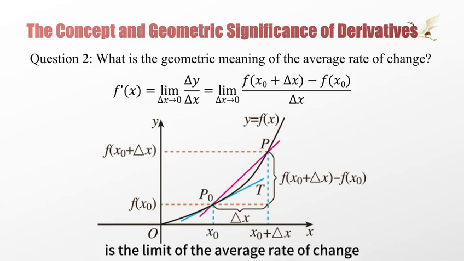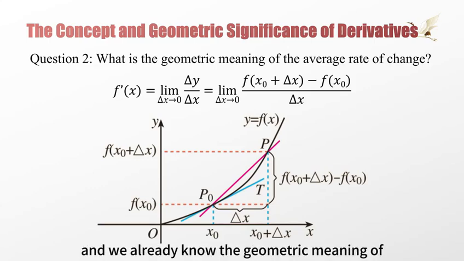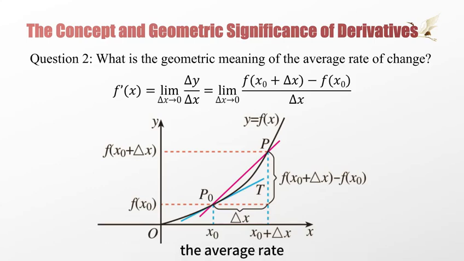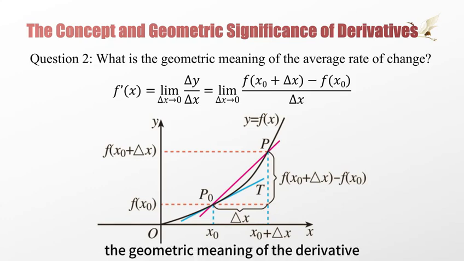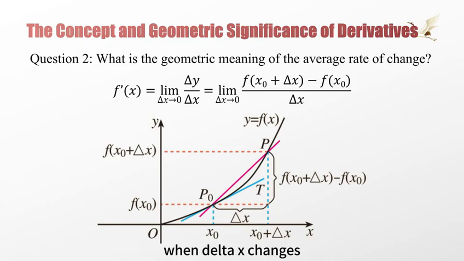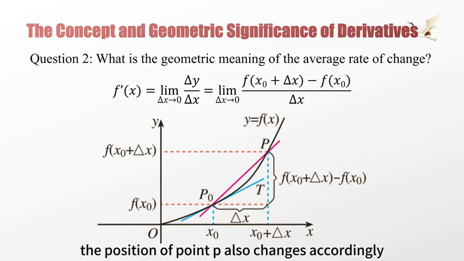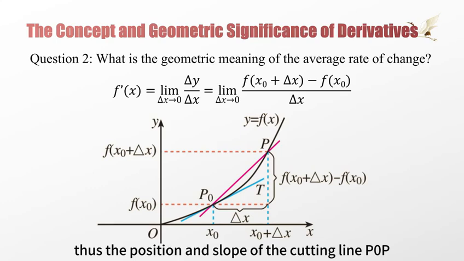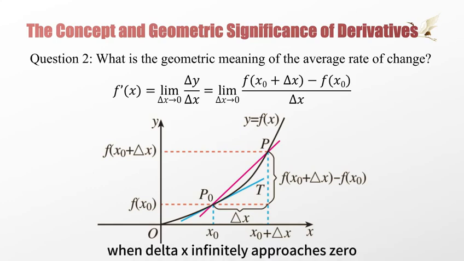Therefore, the geometric meaning of the average rate of change is the slope of the secant P0P. The derivative is the limit of the average rate of change, and we already know the geometric meaning of the average rate of change. So how should we understand the geometric meaning of the derivative? When delta x changes, the position of point P also changes accordingly. Thus, the position and slope of the secant P0P also change accordingly. When delta x infinitely approaches 0, point P moves along the curve y equals f(x), infinitely approaching point P0.